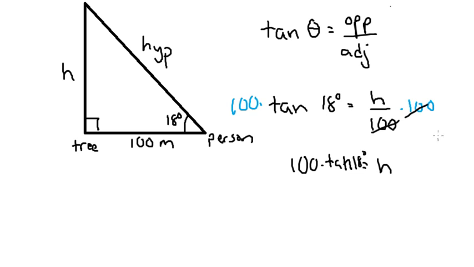I get 100 times tan of 18. Make sure your calculator is in degrees because our angle is in degrees. And that gives me 32.49 approximately. And since the unit of the 100 is meters, this also would be meters.